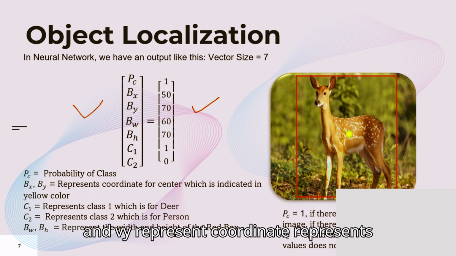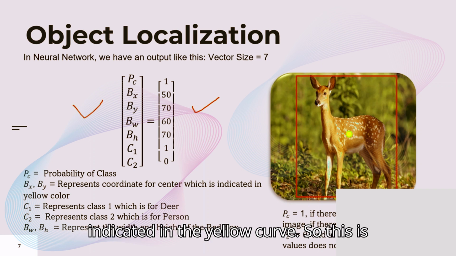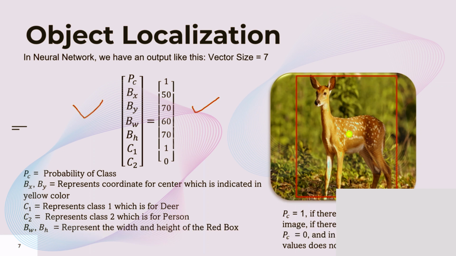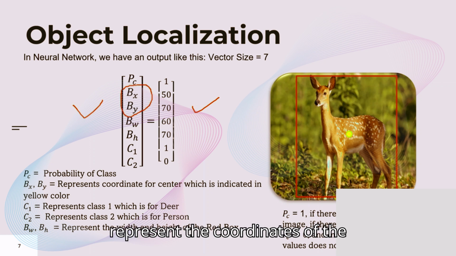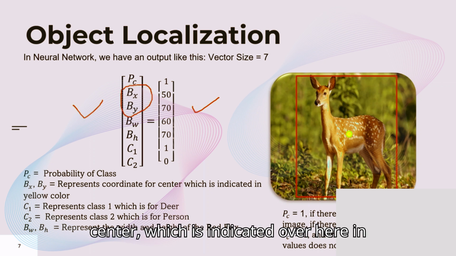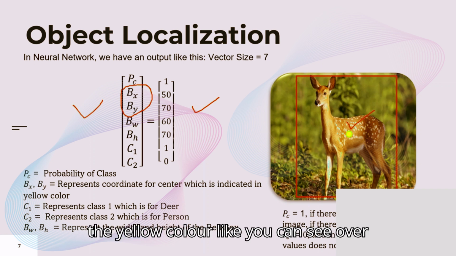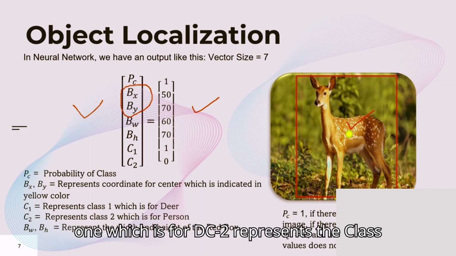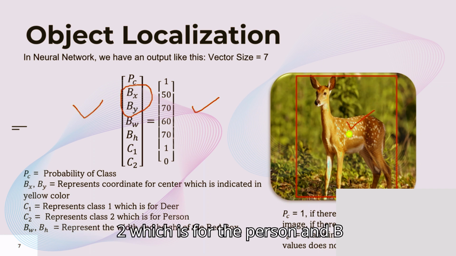Bx and by represent the coordinates of the center, which is indicated in the yellow color. So this is the center point of my detected object, like you can see over here. C1 represents class 1, which is for deer. For example, if we are doing classification of deer and person, C1 represents the class 1, which is for deer. C2 represents the class 2, which is for the person.